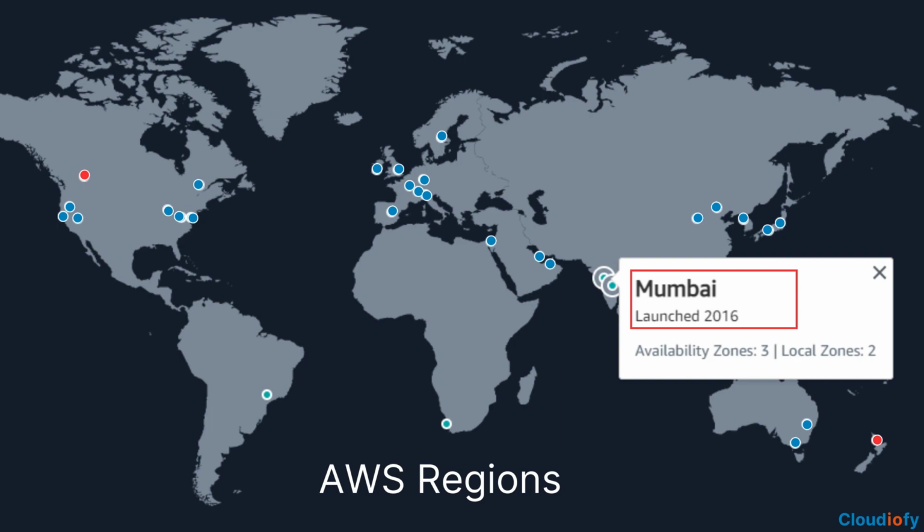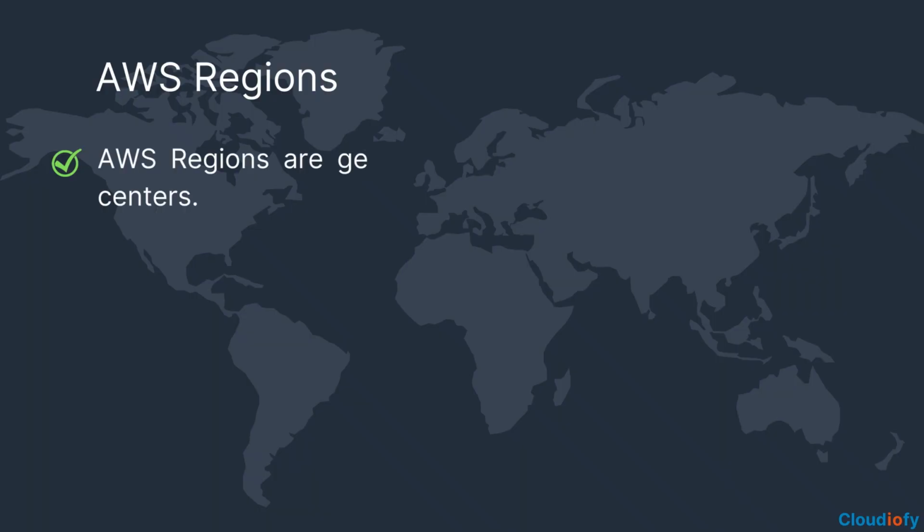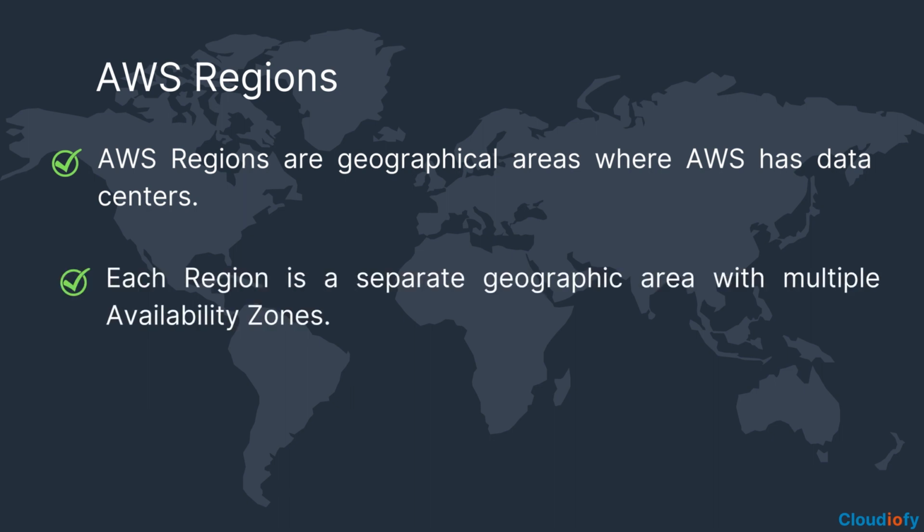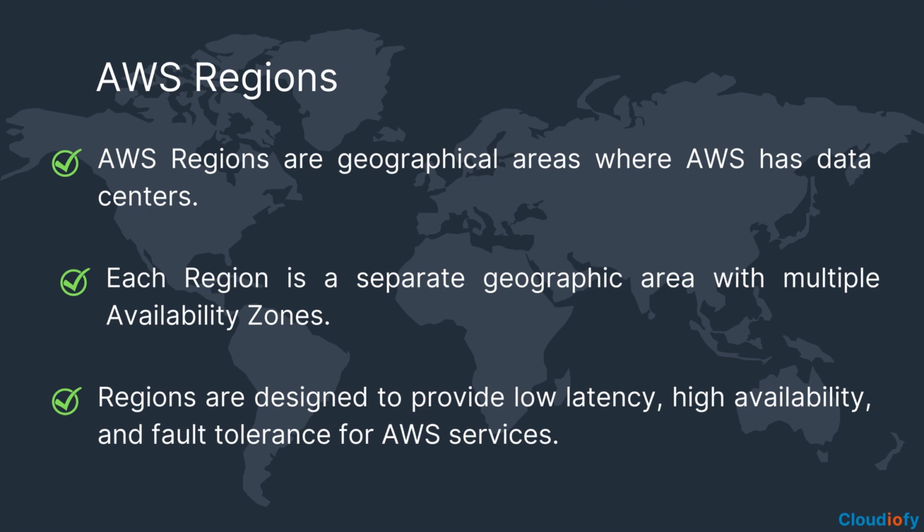Let's explore more about AWS regions. AWS has multiple regions worldwide, representing separate geographic areas with data centers strategically located for global coverage. Each region consists of multiple availability zones, physically isolated locations within a region, ensuring fault tolerance and high availability for AWS services. AWS regions provide global coverage with strategically located data centers, while availability zones within each region offer fault tolerance and high availability for AWS services.